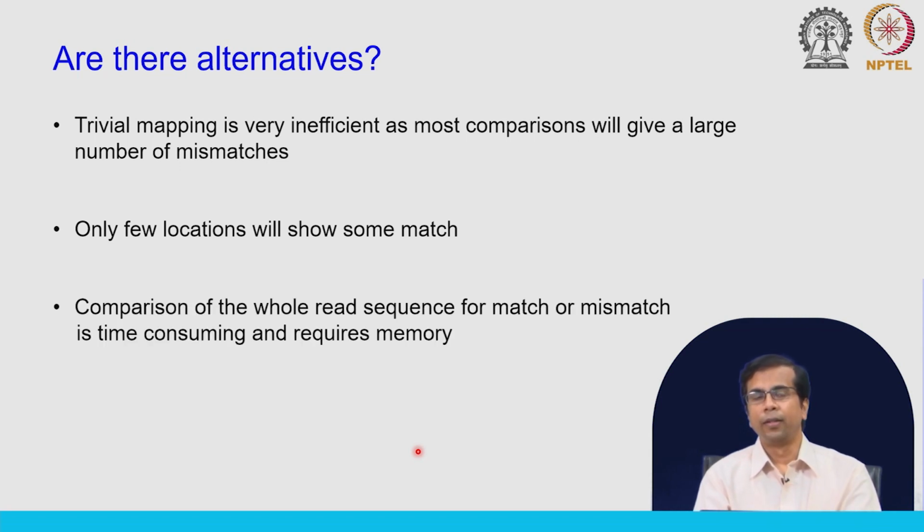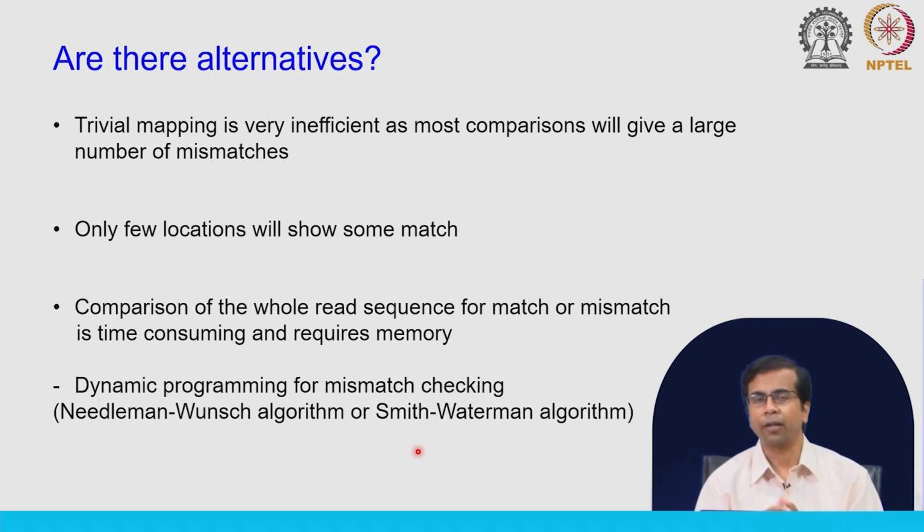Again, comparing the whole read sequence for match or mismatch is also time consuming and it also requires memory, because we utilize something called dynamic programming for mismatch checking. If we are using dynamic programming with the Needleman-Wunsch or Smith-Waterman algorithm, this takes a lot of time if you are doing this for the whole sequence. So, these are the limitations of this brute force approach. There might be some other alternatives that can perhaps do better.